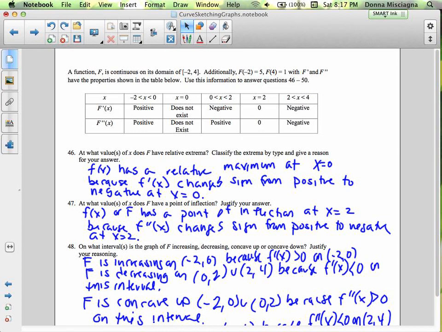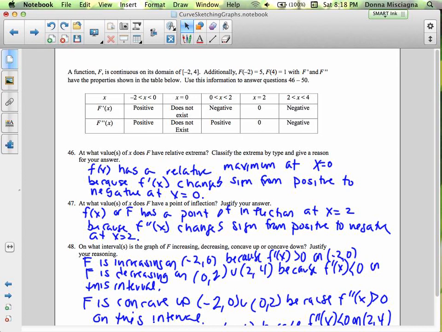Where the first derivative is positive, the graph is increasing. So f is increasing on negative 2 to 0 because f prime of x is greater than 0 on negative 2 to 0. That is a perfectly good answer as to why it is increasing, right to the point. f is decreasing on 0 to 2 and 2 to 4 because the first derivative is less than 0 on that interval.